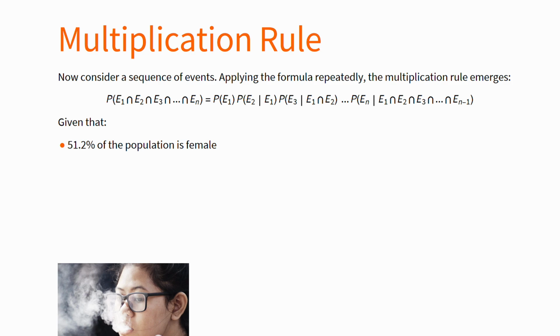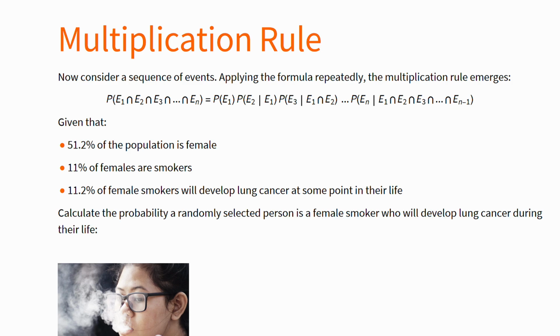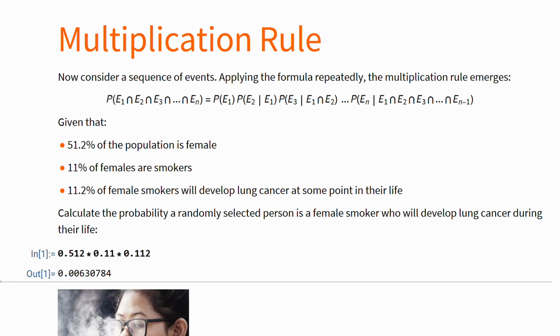For example, in the United States, 51.2% of the population is female. Then 11% of females are smokers, and 11.2% of female smokers will develop lung cancer at some point in their life. So what's the probability that a randomly selected person is a female smoker that will develop lung cancer at some point in her life? Well, by the multiplication rule, multiply all of these as you get more and more precise, and you should get 0.6%.